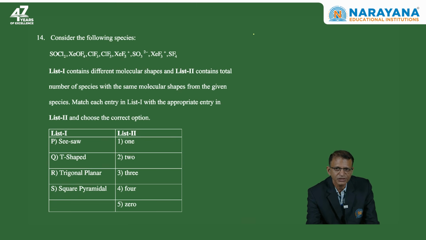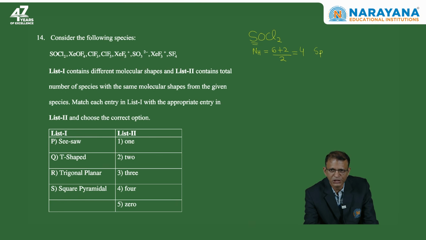So moving to the first molecule, SOCl2. In this molecule, the central atom is sulfur. So if I try to find out the number of hybrid orbitals in this molecule, valence electrons on sulfur is equal to 6, number of monovalent atoms is equal to 2, divided by 2. So from there we are getting that the number of hybrid orbitals will be 4. In this molecule, the sulfur atom should be sp3 hybridized.